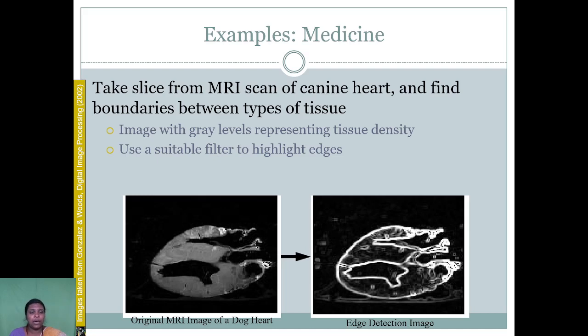This is the image of a dog heart, and using just edge detection techniques of image processing, you are going to get the particular image of the heart. The image with grayscale levels represents tissue density. Use a suitable filter to highlight the edges. You have some filters to highlight the edges of the dog heart.